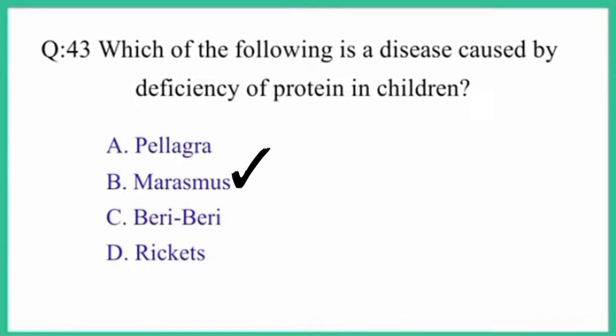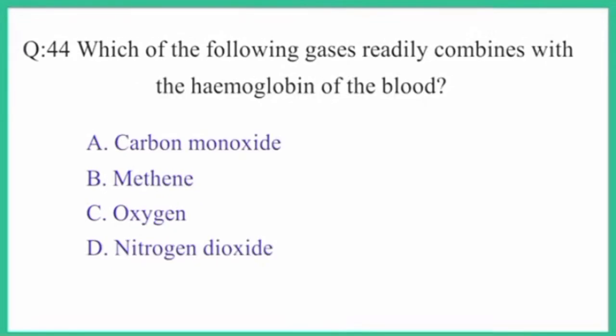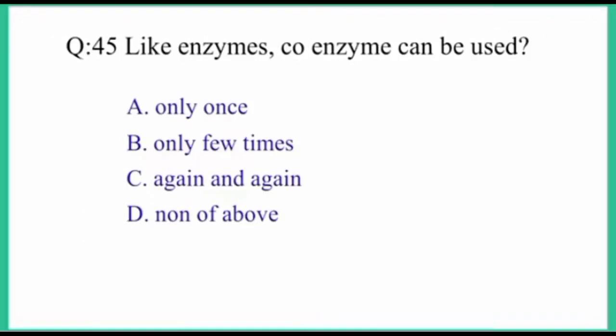Question number 44. Which of the following gases readily combines with the hemoglobin of the blood? The right answer is option A. Question number 45. Like enzymes, coenzymes can be used. The right answer is option C.